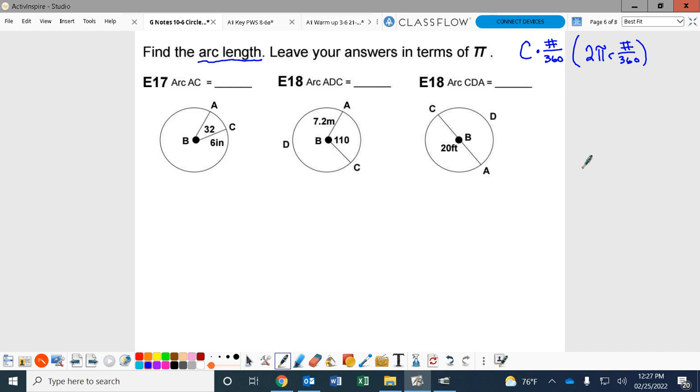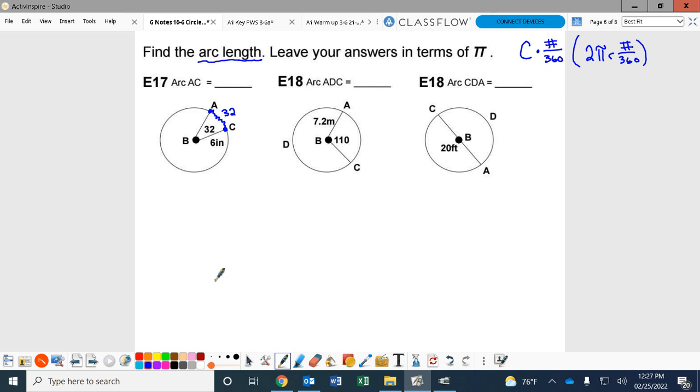Okay, before we do anything, we need to know which arc we're talking about. So for AC, it goes from A the short way to C. This is the one we're talking about. What is the measure, not the arc length, the measure of that arc? 32. You got to have that. That's the number you put over 360. So you got to have that.